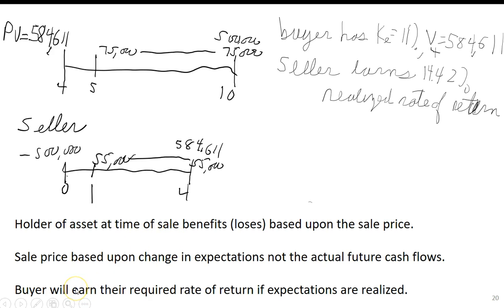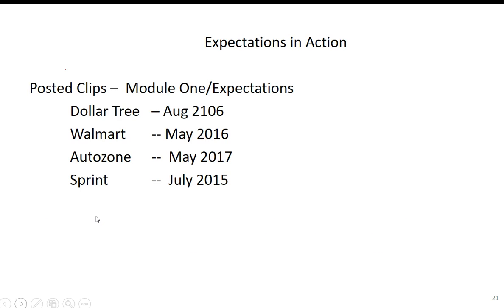If expectations do not change, then the buyer is going to earn the same 11%. That is to say, the buyer is not going to benefit from the increased cash flows. In fact, the buyer is paying for the expectation of those increased cash flows. This concludes the recording on expectations, really changes in expectations and value.